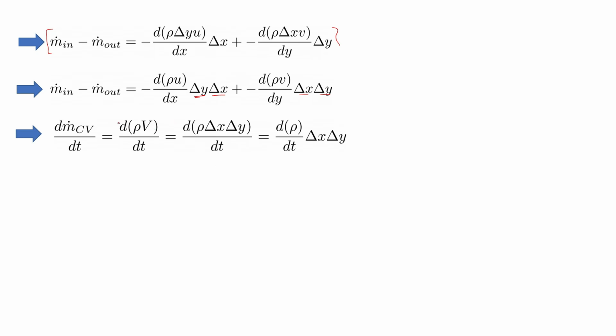Now, what is dm dot cv by dt? That is m dot cv, that is the control volume. Mass flow rate is m dot. This mcv is the mass inside the control volume. So mass inside the control volume is equal to rho into volume of the control volume. So the volume of the control volume is equal to delta x into delta y into 1. There is also 1, so we are not taking that here. So delta x into delta y. So that is equal to d rho by dt into delta x into delta y.